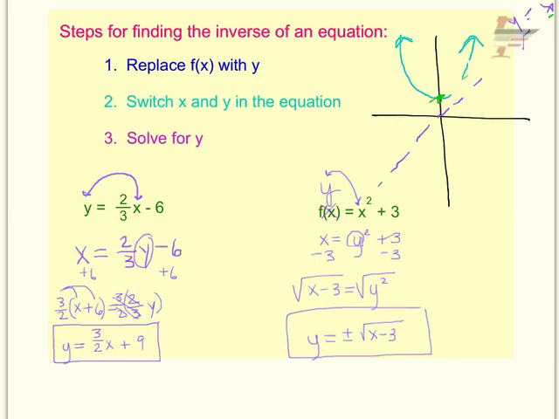This point, what's going to happen is it's going to get reflected across that line, and it's going to end up over there. When you switch your x and your y coordinates, that's what happens. So the inverse of that parabola is going to look like that. And you can see how it looks like a reflection across this diagonal. So visually, that's what you're doing when you find an inverse.